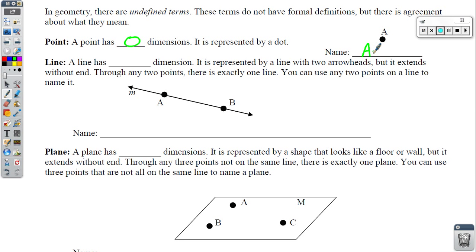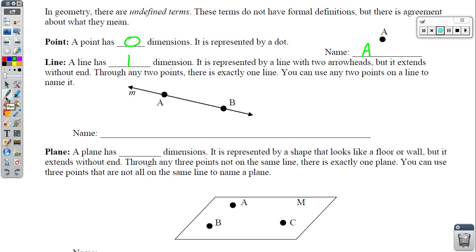A line has 1 dimension. So if you are on a straight line, you can move in one fundamental direction. So you can move, say, along this way. And of course, you can move back the other way. But really, you're just moving the reverse of the way you just moved. So there's really one fundamental direction that you can move on a line. So if I'm on point B and I try to move this way, now I've moved off the line. So it has 1 dimension.